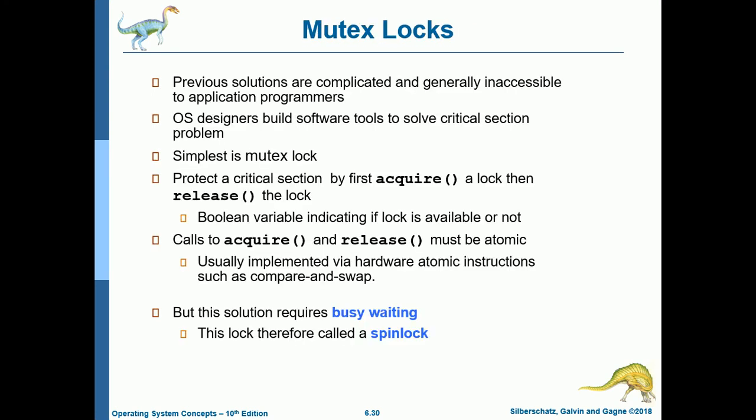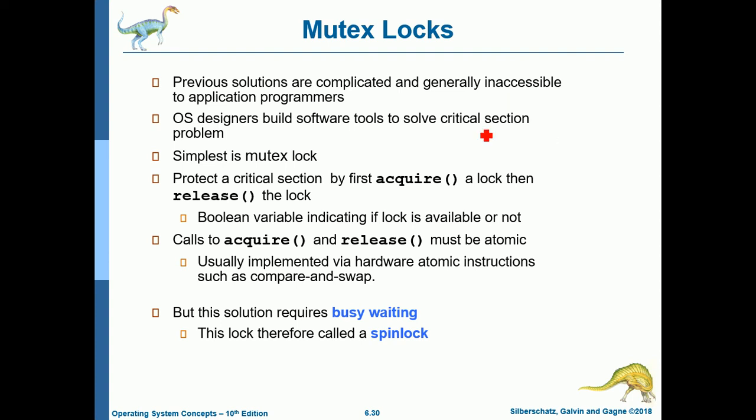So we have mutex locks. It's called mutex, from the words mutual exclusion, short for mutual exclusion. Previous solutions are complicated and generally inaccessible to application programmers. OS designers build software tools to solve the critical section problem. The simplest is the mutex lock. Protect a critical section by first calling the acquire function on a lock and then the release function on the lock.